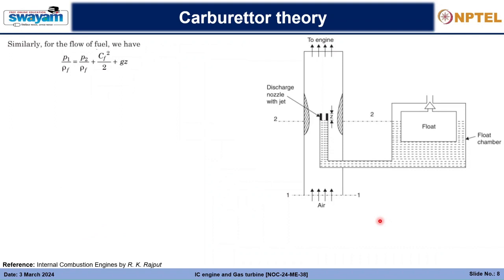So similarly, for the flow of fuel, now we will calculate the fuel flow rate, and we will finally calculate the fuel air mixture. So for the fuel flow rate, we have P1 by rho F equals P2 by rho F plus Cf square by 2 plus Gz. So how is it coming? You will see that P1, basically this, is actually assumed to be atmospheric. So here the top surface of the liquid in the float is also at atmospheric pressure.